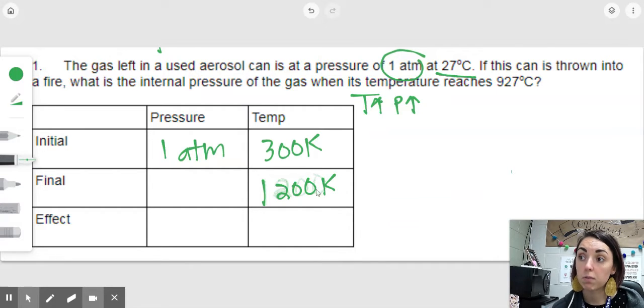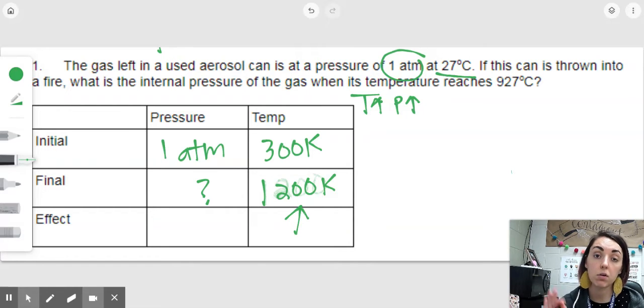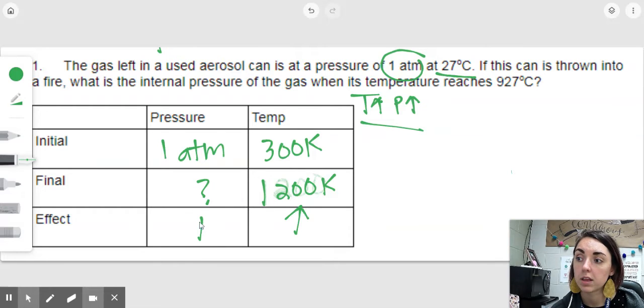Now we're looking for pressure. It says, what is the internal pressure of the gas? So I'm going to put my question mark there for pressure. Well, if I look at what's happening for my effect line, from 300 to 1200 Kelvin, the temperature is definitely going up. And according to Gay-Lussac's law, if the temperature goes up, the pressure goes up. The two are, remember, directly proportional.